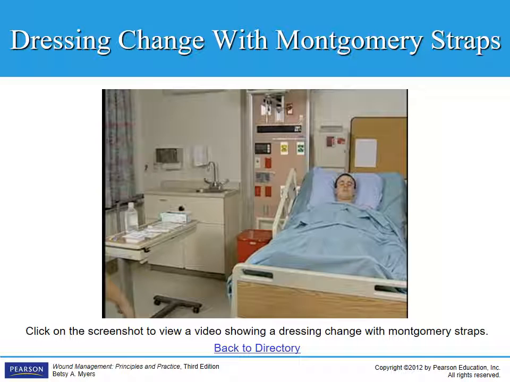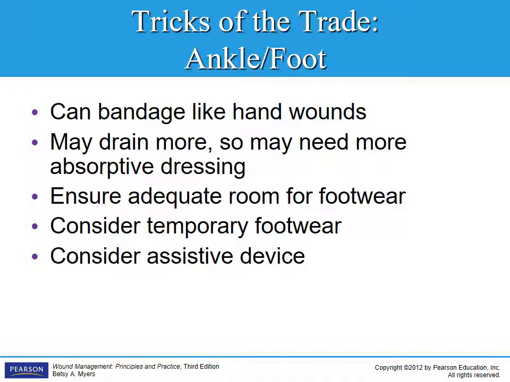All right, this is a dressing change with a Montgomery strap. Again, I'll try to get that video loaded for you guys so you can see. This is ankle and foot. You want to again use figure 8. You want to bandage it like hand wounds so that you don't want to use a lot of bulkiness because they do have their footwear that they have to consider.